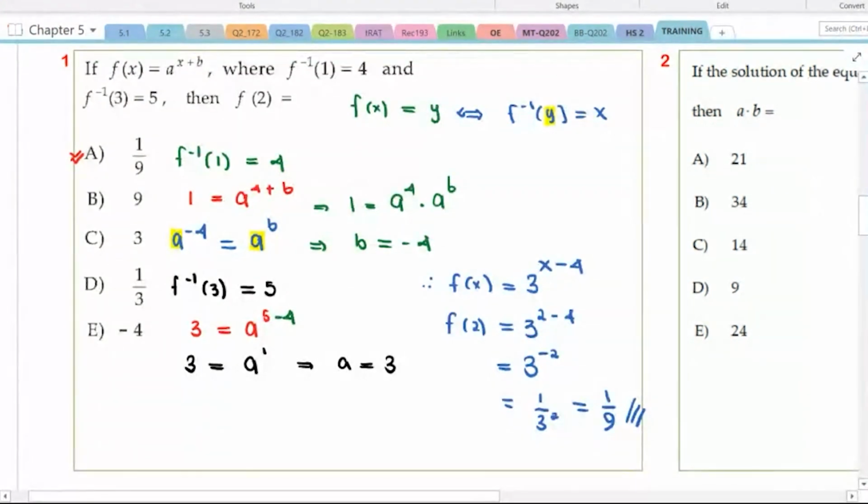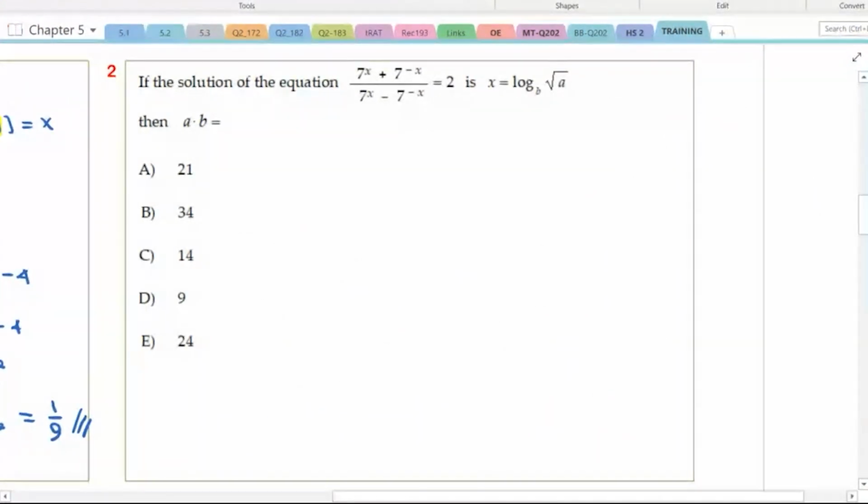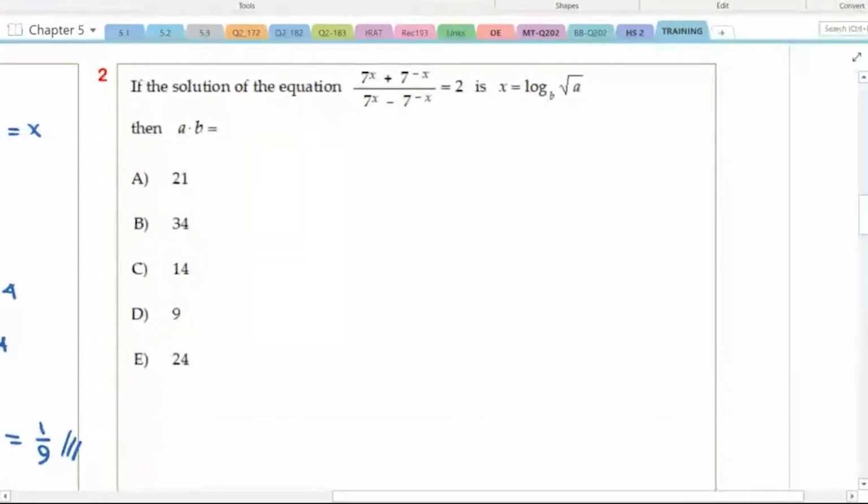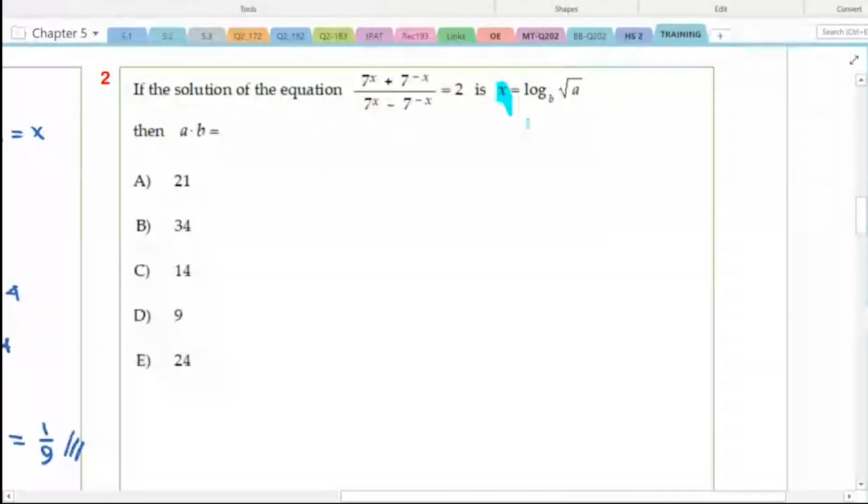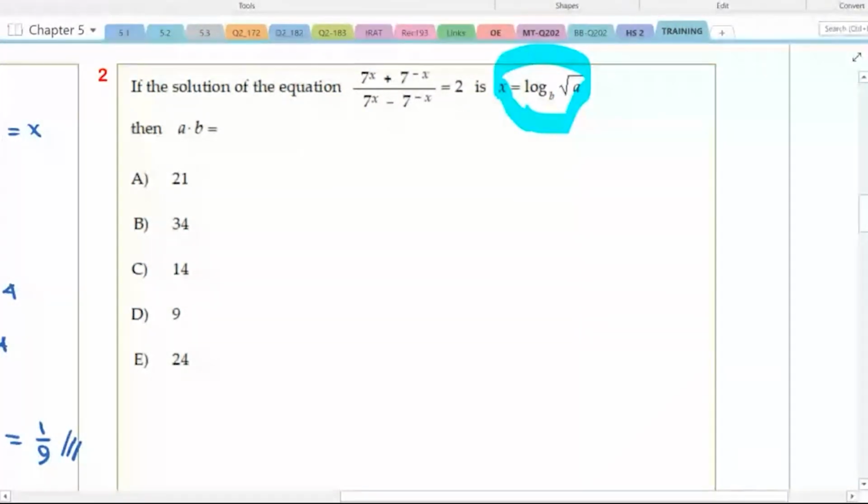Okay, gentlemen, let us continue with the next question. Here, the question says, if the solution of the equation is given as x equal to this, then what is a multiplied by b? That means what will be the base here and what is going to be inside the square root of the argument.